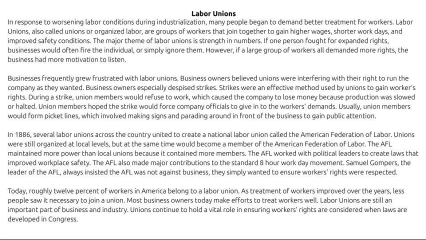Today, roughly 12% of workers in America belong to a labor union. As treatment of workers improved over the years, fewer people saw it as necessary to join a union. Most business owners today make efforts to treat workers well. Labor unions are still an important part of business and industry. Unions continue to hold a vital role in ensuring workers' rights are considered when laws are being developed in Congress.